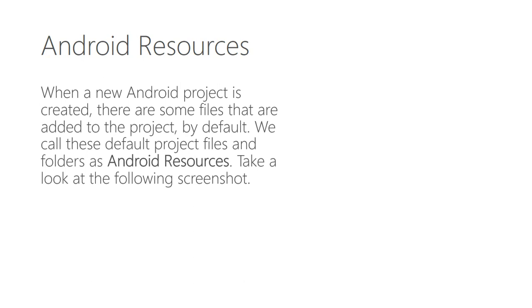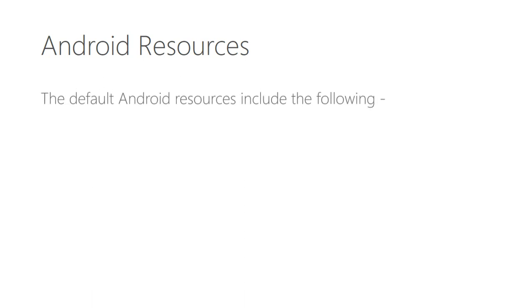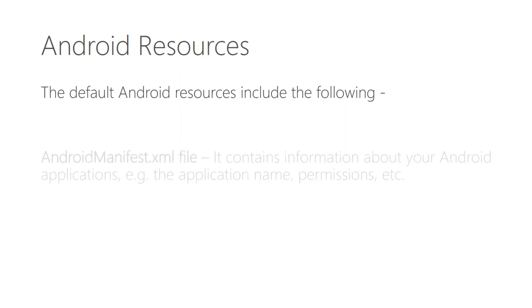Second, let's go for Android resources. When an Android project is created, there are some files that are added to the project by default. We call these default project files and folders Android resources. Take a look at the following screenshot. The default Android resources include the following.